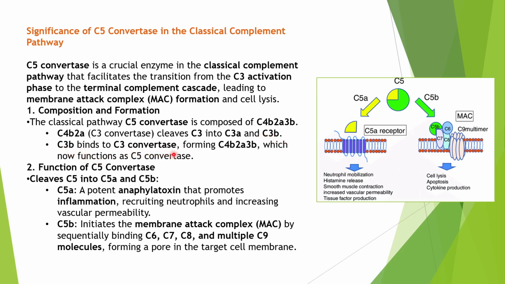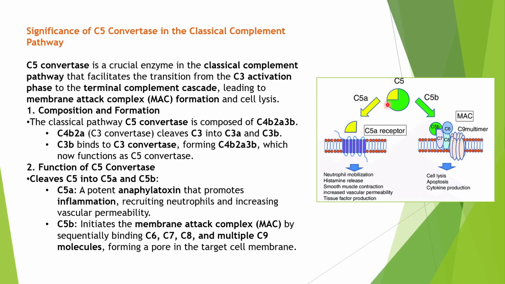C3b binds to C3 convertase, forming C5 convertase. So basically it cleaves C5 into C5a and C5b. So in this C5 convertase, we have C5a. This is a potent anaphylatoxin that promotes inflammation and recruits neutrophils, increasing the vascular permeability. Then C5b is the one that initiates the membrane attack complex formation by subsequently binding to C6, C7, C8 and multiple C9 molecules, forming a pore in the target cell membrane.